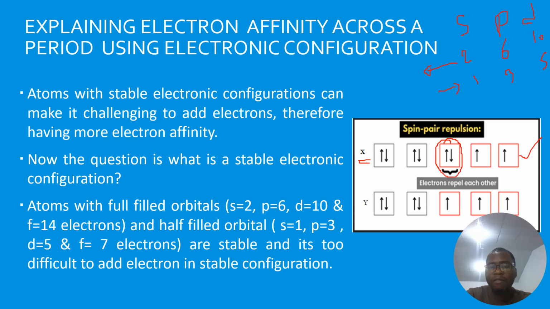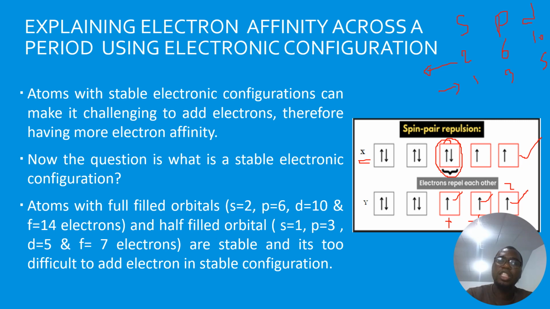But if we have an electronic configuration, because this is the p orbital, this is the px, this is the py, and this is the pz. In here, we are supposed to have 2, 4, 6, but instead we have 1, 2, 3. So they are all half filled, meaning there is no repulsion here, no repulsion here, no repulsion here, meaning this one is actually highly stable. That is the stability that we are talking about here.